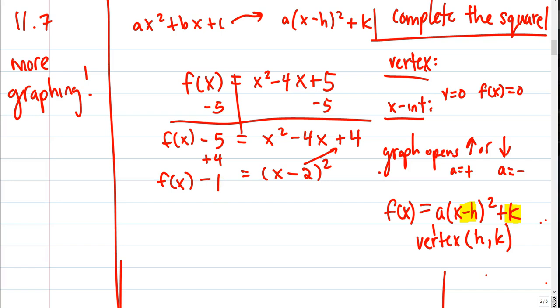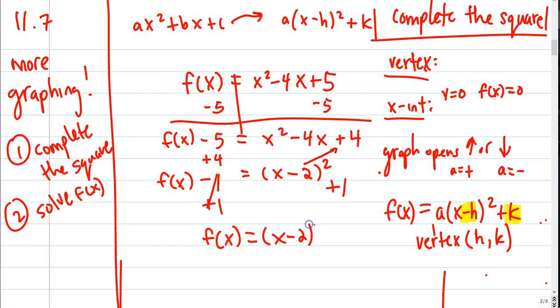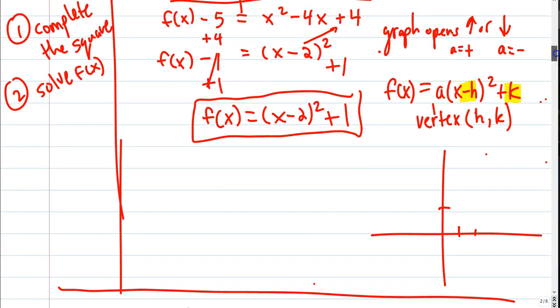So step 1 here is to complete the square. And then when we're done with that, we will solve for f of x, and we'll have f of x equal to our standard form. So when we add the 1, we get f of x is equal to (x minus 2) quantity squared plus 1. That's now vertex form.